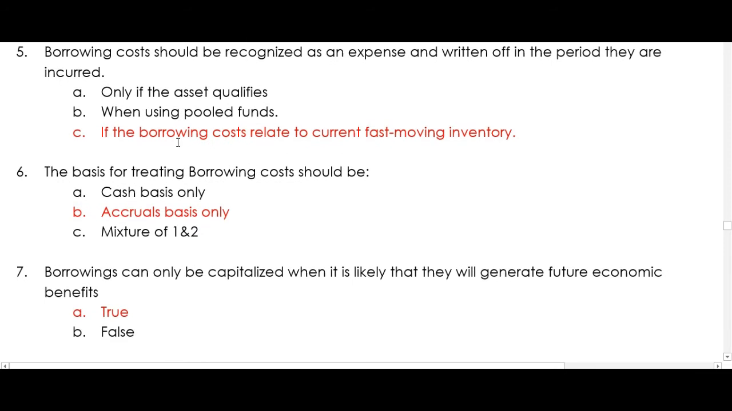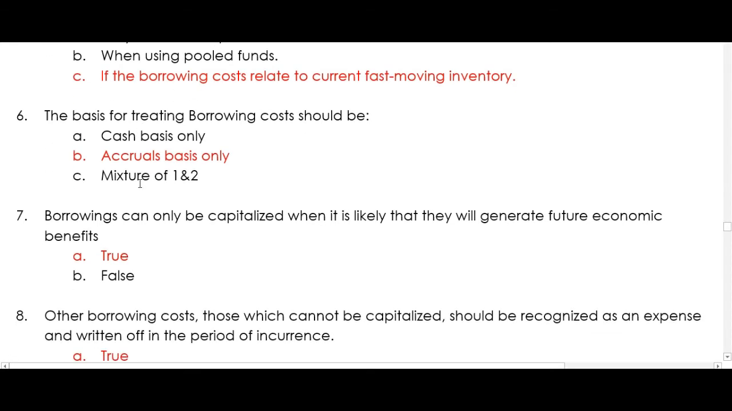5. Borrowing cost should be recognized as an expense and written off in the period they are incurred only if the asset qualifies, only or when using pooled funds. Letter C, if the borrowing costs relate to current fast-moving inventory. So, ang sagot ay letter C kasi i-expense natin ang borrowing cost kung hindi qualifying asset. So, letter C lang naman ang hindi qualifying asset dyan. Okay?